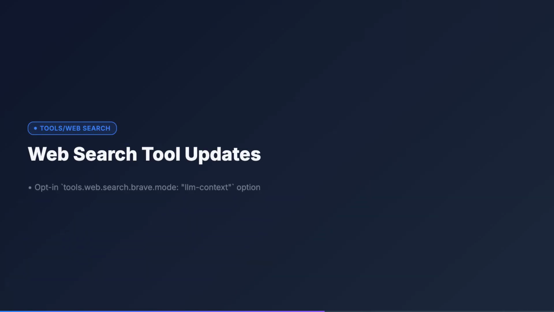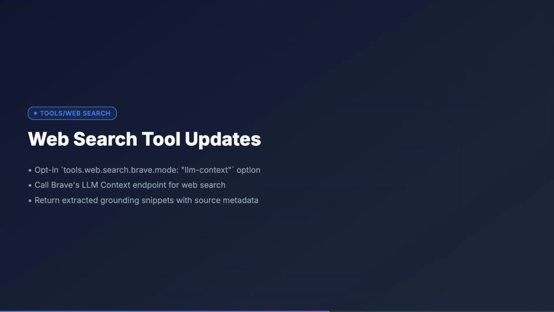Our web search tools have also been updated in this release. We've added an opt-in tools.web.search.brave.mode llm-context option that allows web search to call Brave's LLM context endpoint and return extracted grounding snippets with source metadata. This feature provides more accurate and relevant search results and ensures that you're always getting the best possible information. With this enhancement, you can now take your web search experience to the next level.